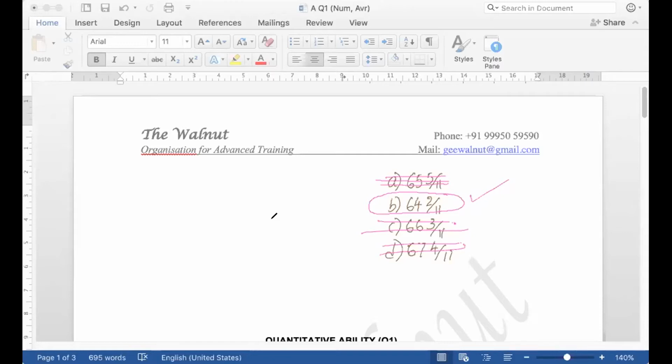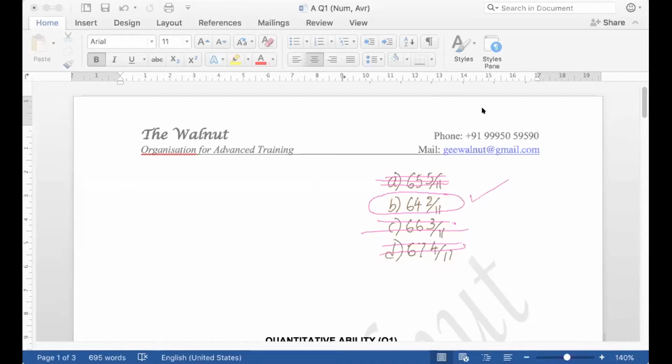angle between 5 o'clock and 6 o'clock, and you need to find the time. So that's a little more challenging question than we have done earlier. So those kind of questions you can expect, and that type of questions can be a bit complicated as well. So when time comes, I'll explain what exactly it is.